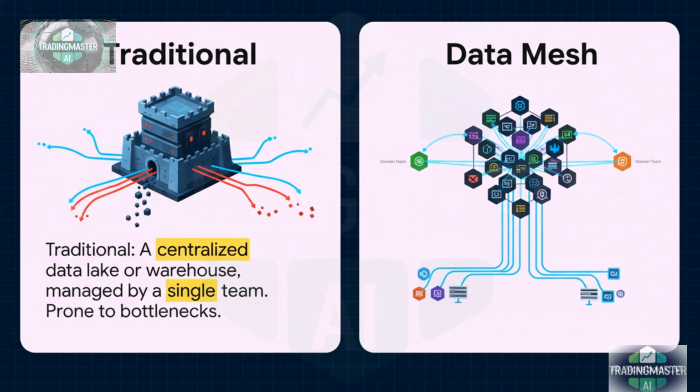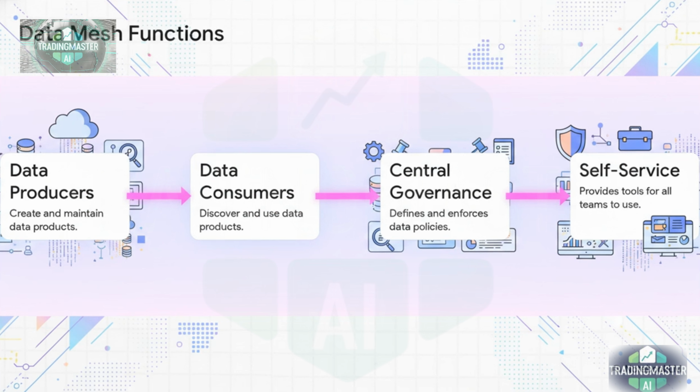Instead of one central logjam, you move to a decentralized world where the real experts, the people who actually know the data inside and out, they own their data as a product. This just unleashes them to build, to share, and to innovate all on their own. So how does this actually work in the real world? Well, a really solid data mesh has 4 key players.